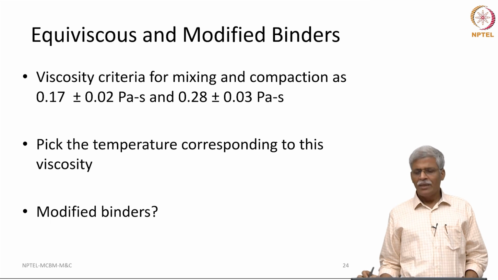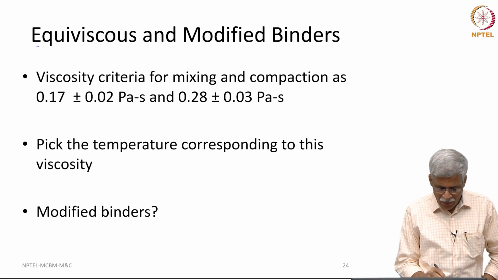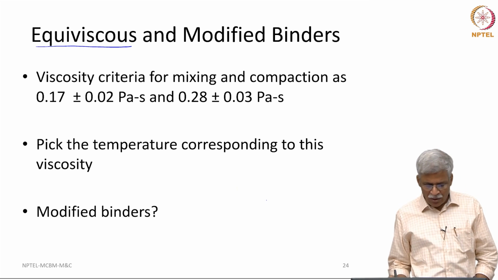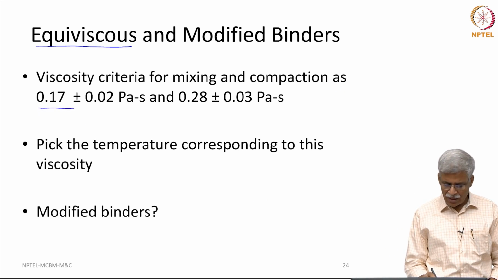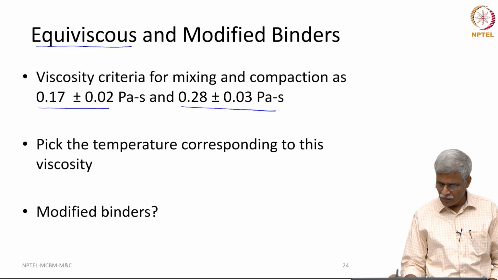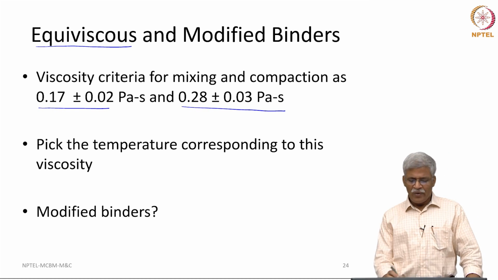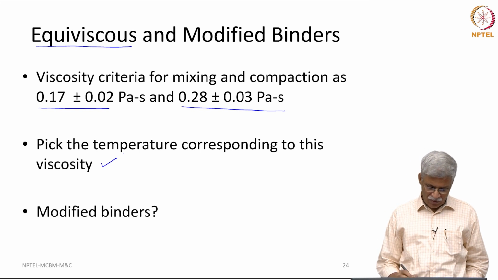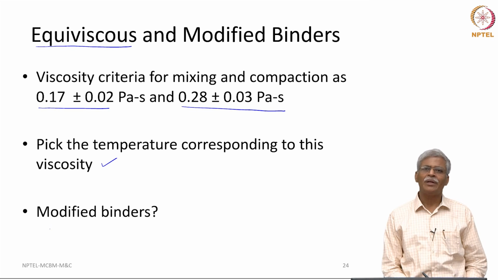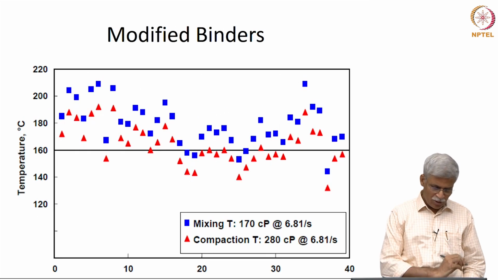So, they called this the equiviscous temperature. The viscosity criterion for mixing and compaction is given in the following way, right, and we need to basically pick the temperature corresponding to this viscosity, but what about the modified binders? We have an issue here.